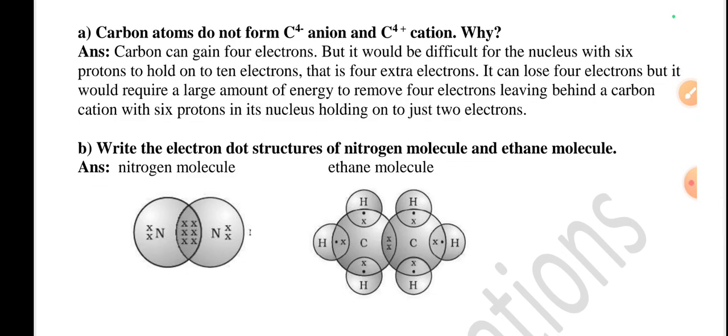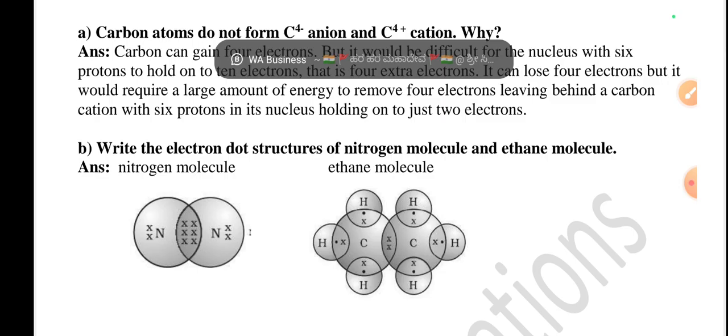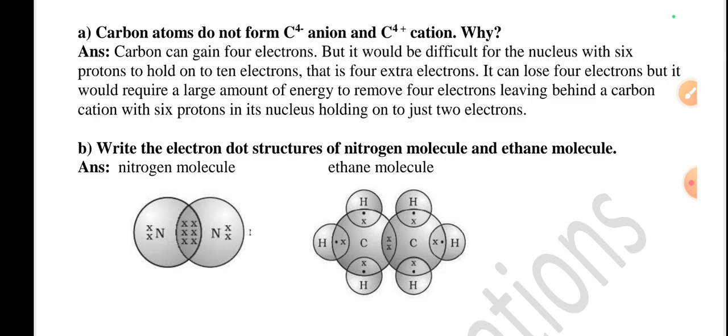For this question they asked another one, A and B. See, carbon atoms do not form cations and anions. Okay, C4 minus anion and C4 plus cation. Why? Carbon can gain 4 electrons, but it would be difficult for a nucleus with 6 protons to hold on to 10 electrons. It's very difficult because how many protons are there? 6. But if it gains 4 electrons, then total 10. Holding 10 electrons is highly impossible. That is 4 extra electrons.